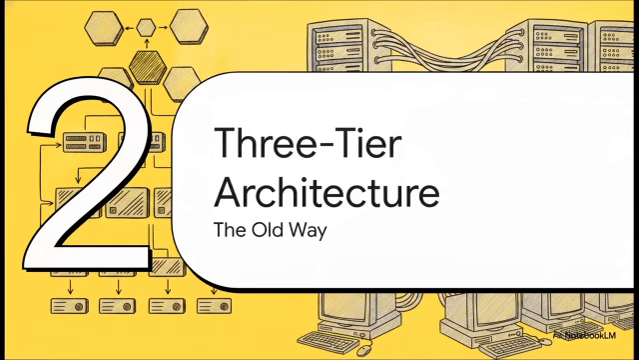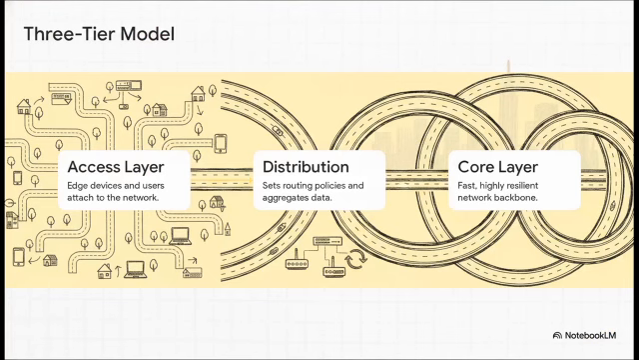Moving on to section 2, the three-tier architecture. Basically, the old way. I want you to think of this classic structure kind of like a city's road system. First, you've got the access layer, right? That's where end users and edge devices actually attach to the network. You can think of these as your local neighborhood streets. Next, that traffic moves up to the distribution layer, which sets routing policies and aggregates the data. These are your highways. And finally, everything feeds into the core layer, which is the super fast, highly resilient backbone of the whole network. It acts just like a central interstate, connecting everything together.